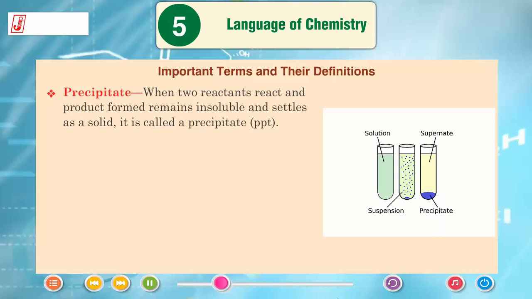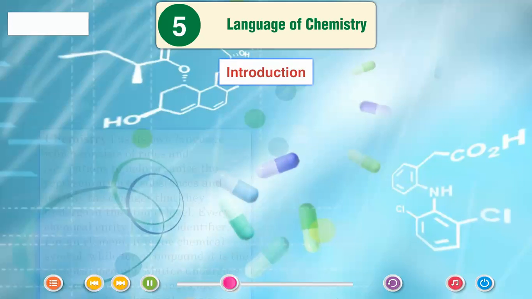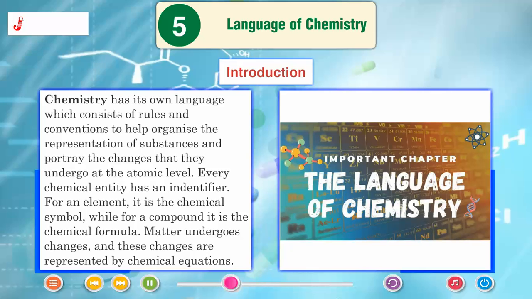Precipitate. When two reactants react and the product formed remains insoluble and settles as a solid, it is called a precipitate or PPT. Word equation. The description of a chemical reaction in words is called word equation. Introduction. Chemistry has its own language which consists of rules and conventions to help organize the representation of substances and portray the changes that they undergo at the atomic level.